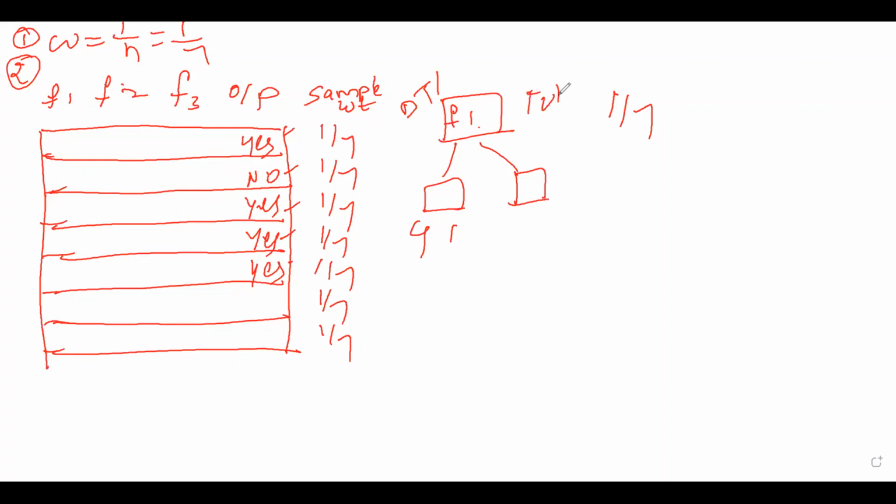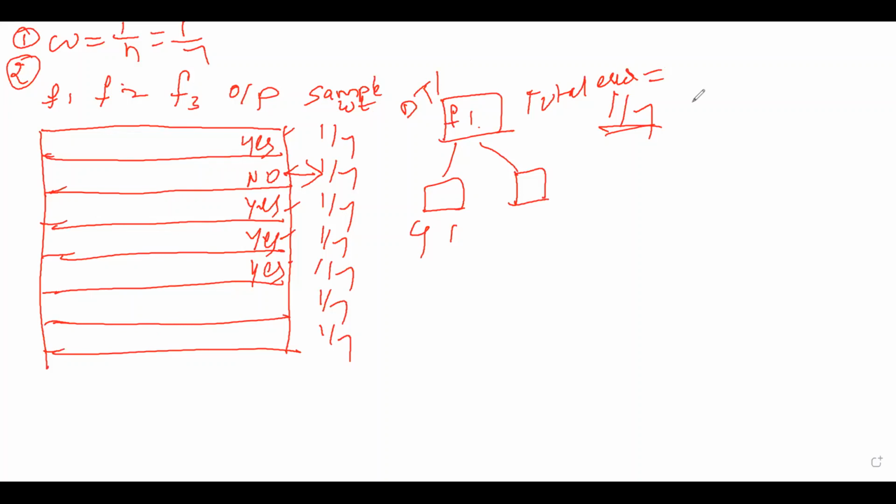So this is the total error. We are considering total error as 1 by 7. We have only one error here, so we are considering 1 by 7. That is the sample weight of that particular incorrect record.